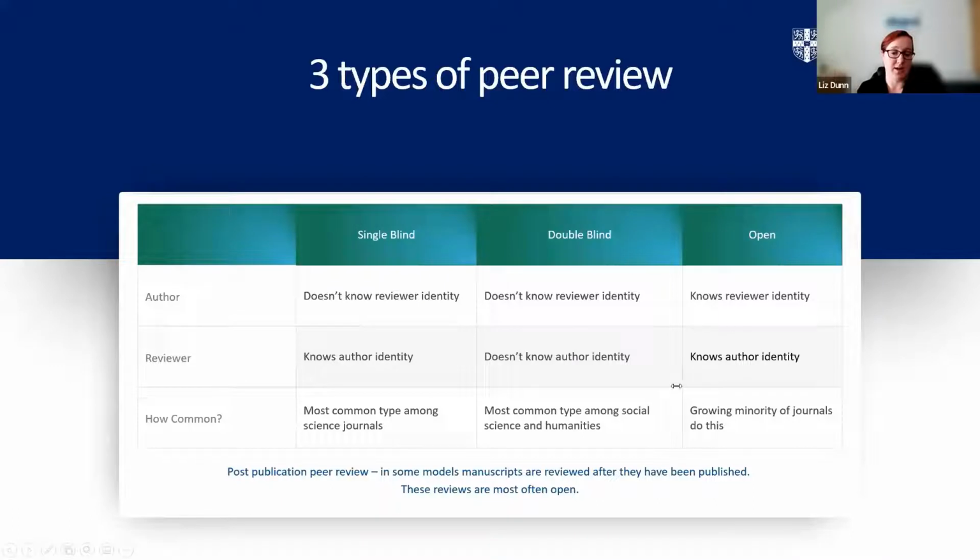There also are some models around post-publication peer review. So this is in particular experimental open access publishers. Often the manuscript is posted before it's peer reviewed, and then people comment on it, and the reviews are often posted alongside the paper again. The type of peer review used by a journal is usually clearly stated within the policy pages on the journal website.